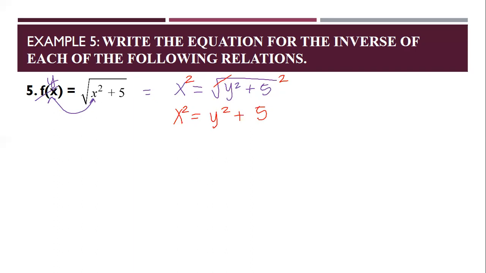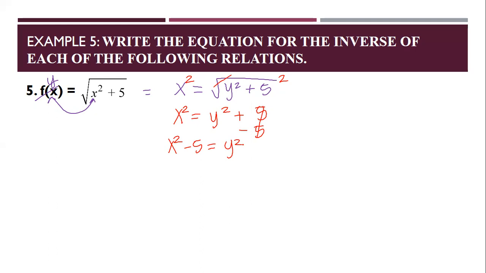Now what else do I need to do to get y by itself? What's next? We're going to subtract 5. Good job, John. We subtract the 5, and we get x squared minus 5 equals y squared.